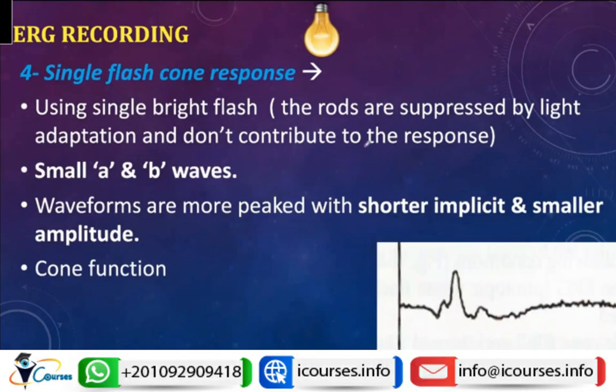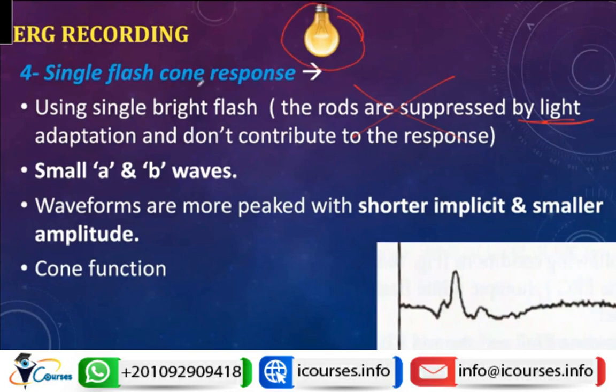Then the patient stays for 10 minutes in the light in order to bleach the rods and suppress their function. And then we need to isolate the functions of cones. So first of all, we use a single bright flash, and this will cause stimulation of only the cones, because the rods are not functioning now, as they are already suppressed by the light adaptation.